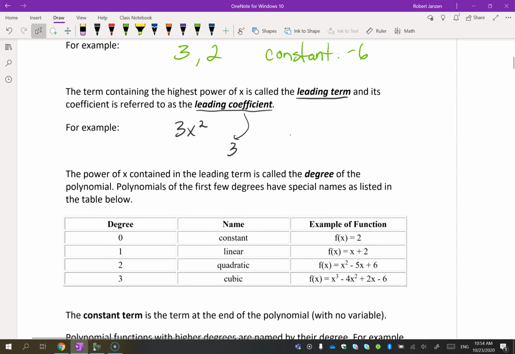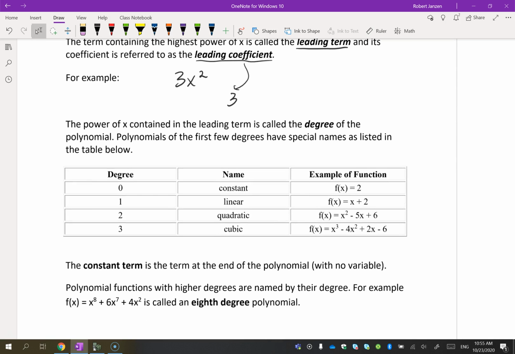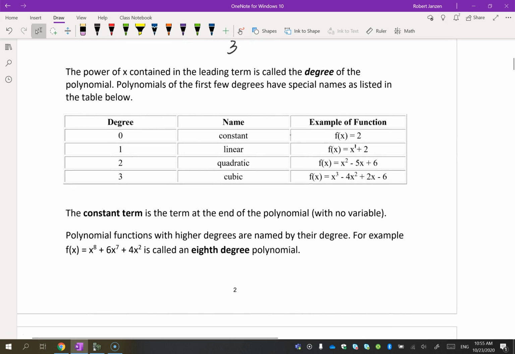Okay, the power of x containing the lead term is called the degree. So the highest power, we refer to the degree. In the first one, there is no power of x, so the degree is 0. In the second one, the degree is 1 because the power of x is 1. Highest power of x in the next one is 2. And then 3, and so on. And we can have higher powers as well.